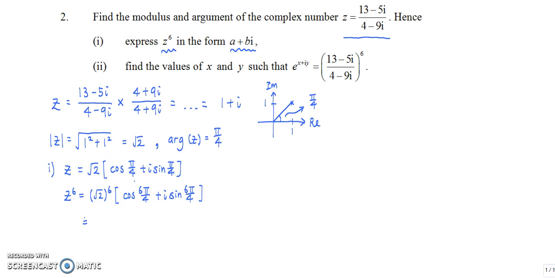The question wants us to leave it in the form of a plus bi, which is the Cartesian form. So we will need to evaluate all these special values, and you can use your calculator to help you with this. Square root 2 to the power of 6 is actually 8. Cosine of 6 pi over 4 is 0. Sine of 6 pi over 4 is negative 1. So z to the power of 6 is equals to negative 8i.